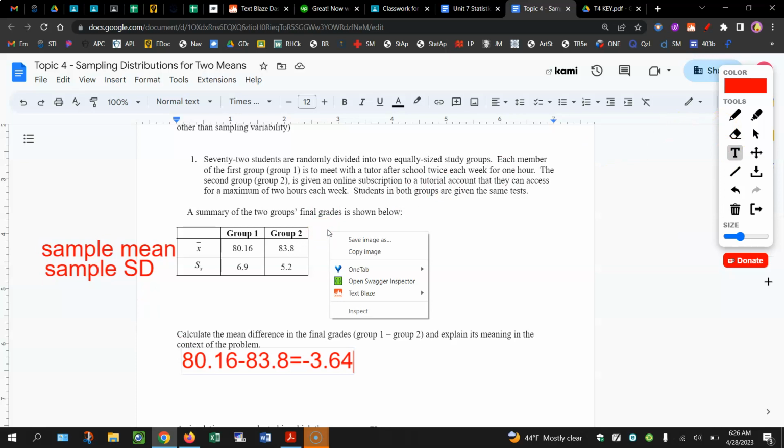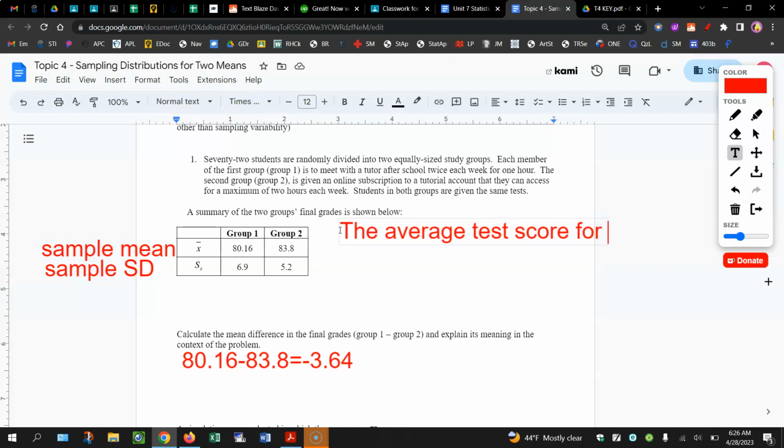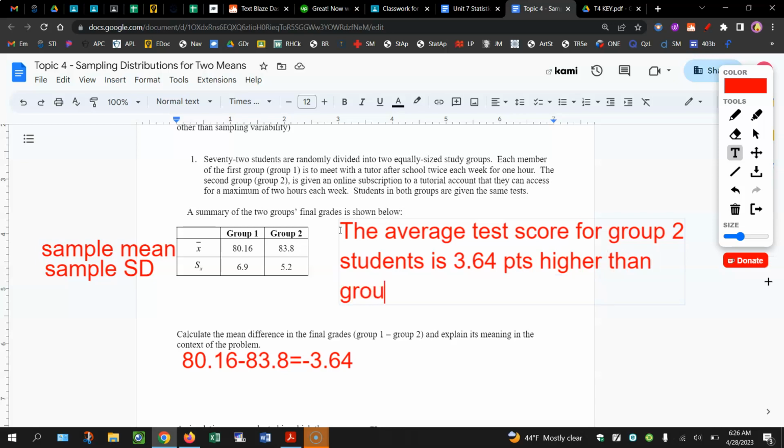I'll do that up here. The average test score for group 2 students is 3.64 points higher than group 1 students' average. So on average, group 2 students are scoring about 3.64 points higher than group 1. All right, that's the mean difference and explaining its meaning in context.